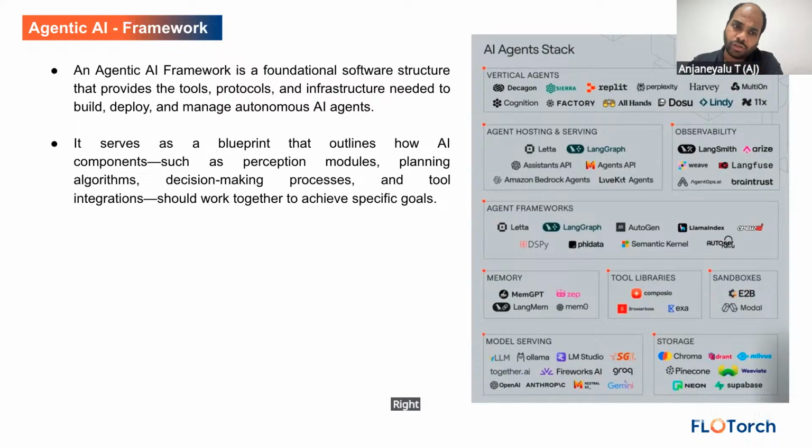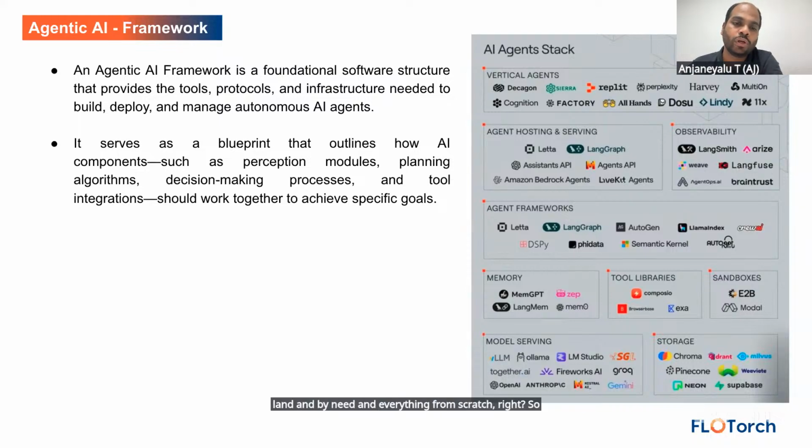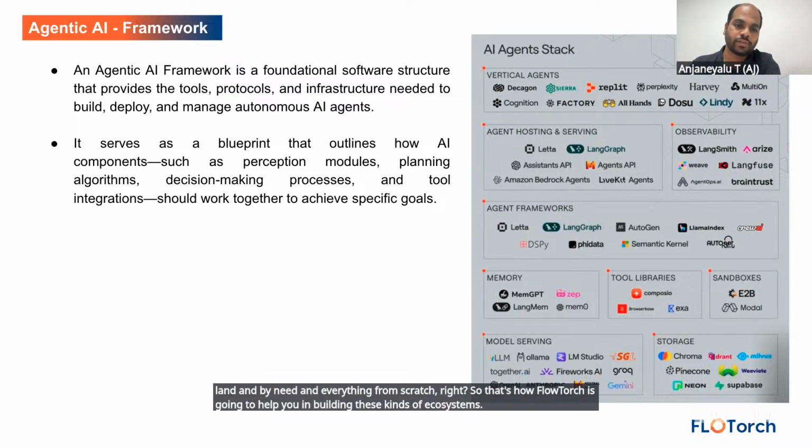A good agentic AI framework, like ADK, which powers our Google ADK, which we will see in our FloTorch demonstration, integrates all these layers of the stack, which we are seeing here. That's how you can combine and use each and every component wherever it is required. It's like getting a fully furnished house instead of buying land and buying everything from scratch. That's how FloTorch is going to help you in building these kinds of ecosystems.